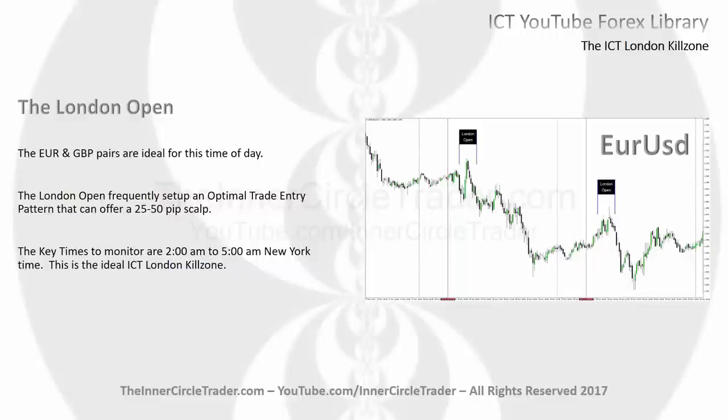It's the easiest way I can overcome that barrier because it's been a point of confusion many times because I don't know where you are globally, and you're all in different locations of the globe. I don't know what the translation is going to be in terms of time, so the conversions are going to be up to you. But the ideal ICT London Killzone for your learning is going to be 2 a.m. to 5 a.m. and it's relative to New York time.